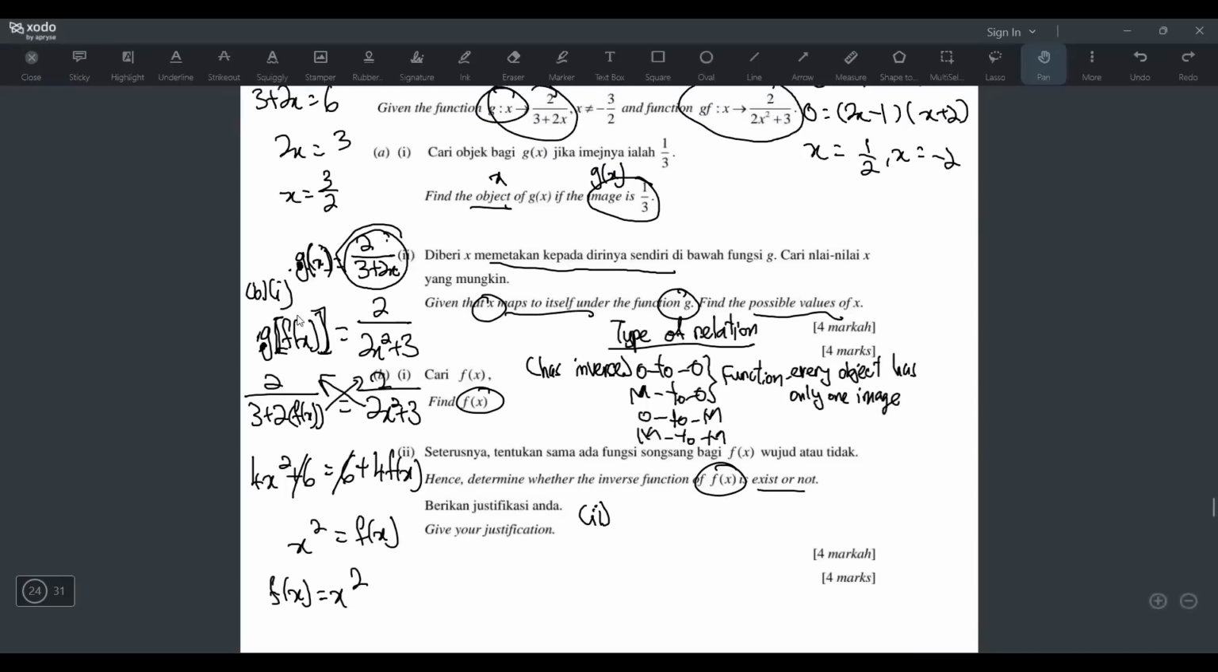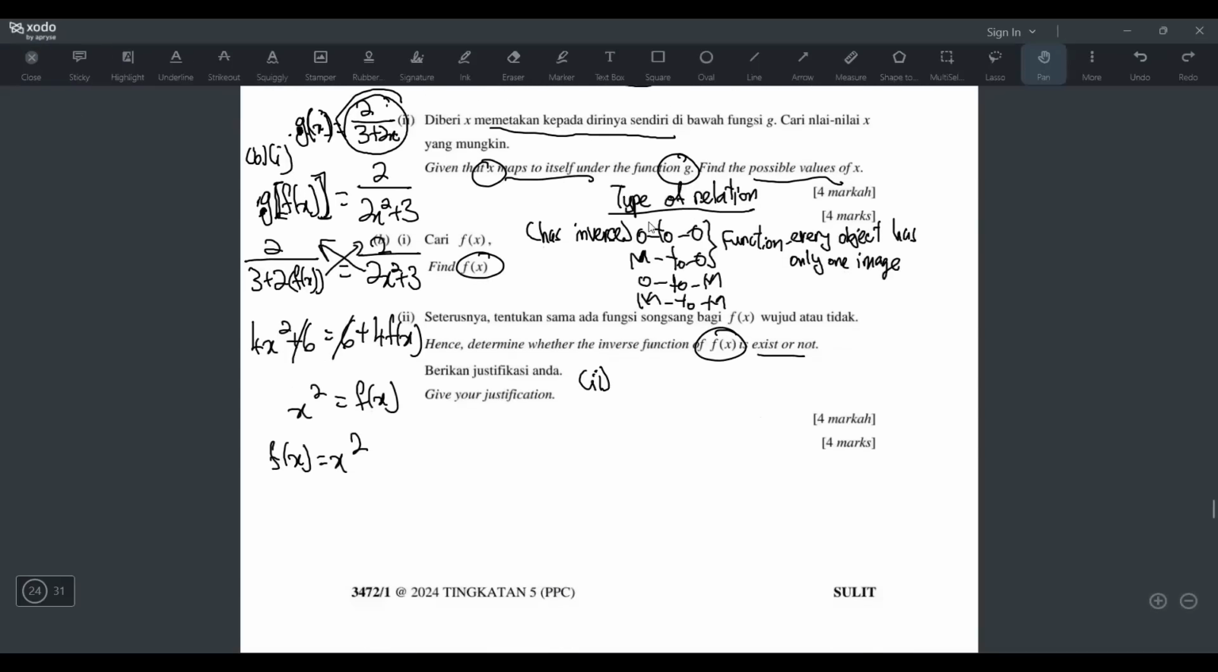But I want to explain using a graph also, because sometimes they don't give us the arrow diagram. And if they don't give us the arrow diagram, we don't know what type of relation it is. If they give us one, then we can just check the arrow diagram. But sometimes they give it in graph form.